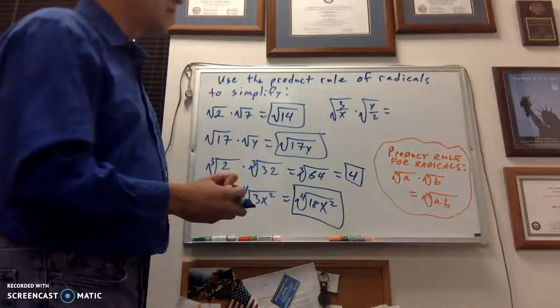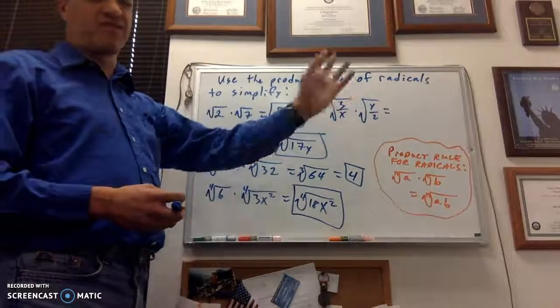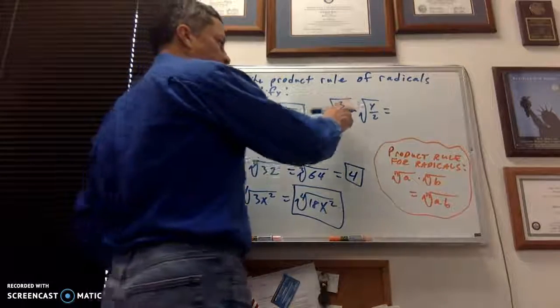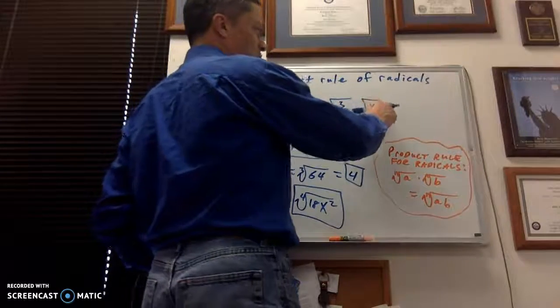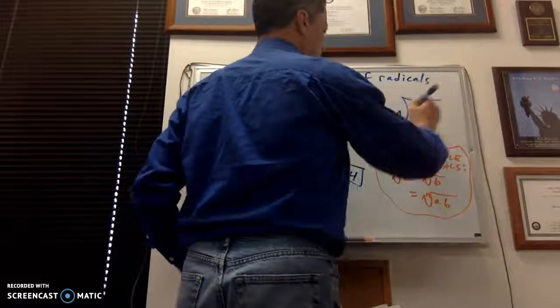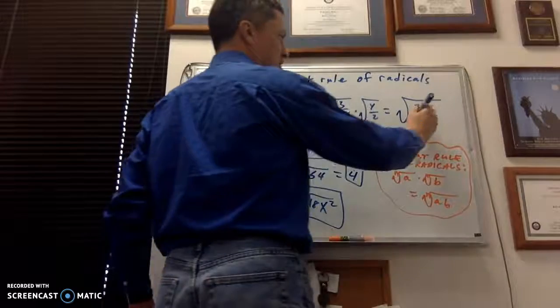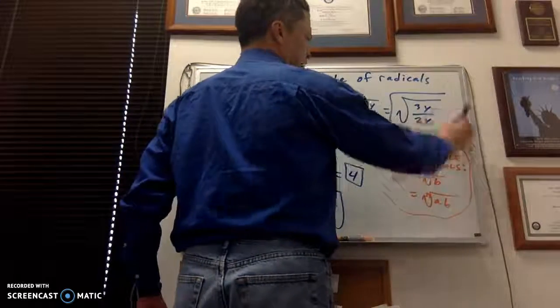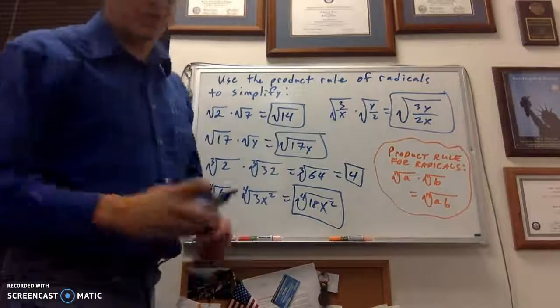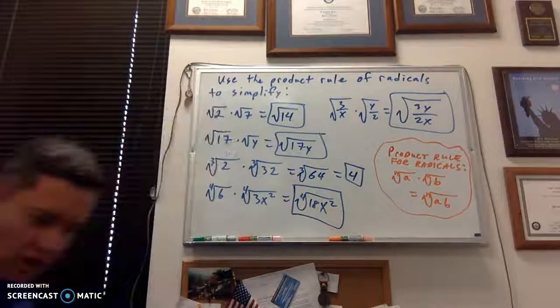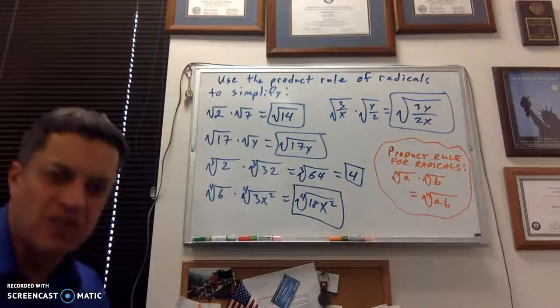Looking at fractions, this guy looks intimidating, but it's not that hard. The square root of 3 over x times the square root of y over 2 is going to be the square root of 3 times y over 2 times x. There it is. So there really wasn't too much involved with that one at all, as it turns out.